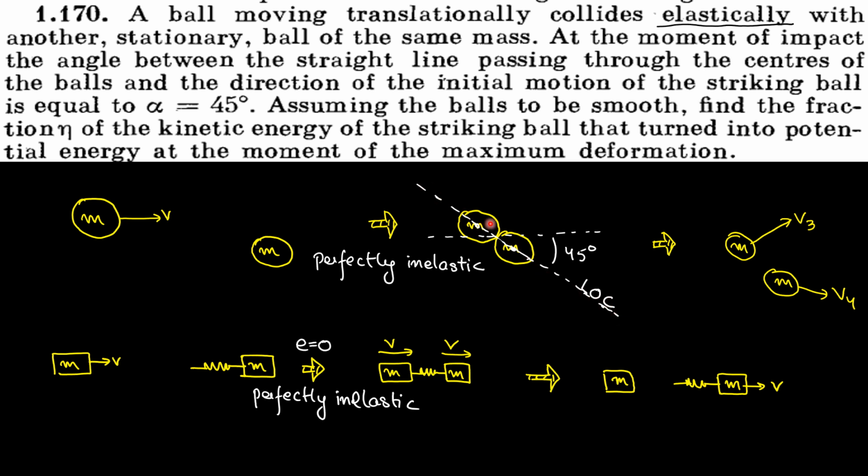That means during collision, the component of velocity of this block along the line of collision is equal to the component of velocity of this block along the line of collision. So the component of velocity along the line of collision would be the same. Understood? And the component of velocity perpendicular to the line of collision would be the same as the initial component of these velocities. Understood? So if this is the line perpendicular to the collision, and this is the line of collision.